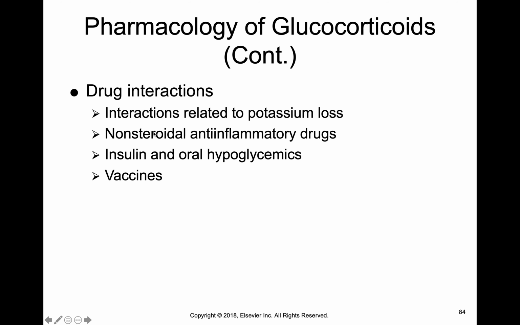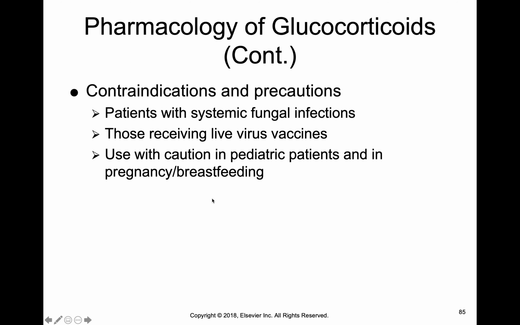Just think of the interactions: NSAIDs because of stomach ulcers, insulin and hypoglycemics because of the effect on blood glucose, interactions related to potassium loss, and then vaccines because it blunts the immune response. We try to avoid, again, because of the blunted or inhibited immune response from high-dose corticosteroids, you wouldn't want to have someone with a concomitant fungal or bacterial or viral infection.